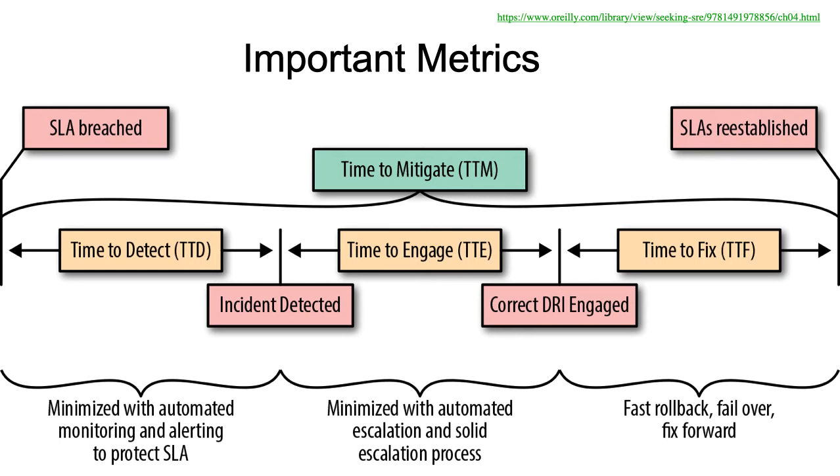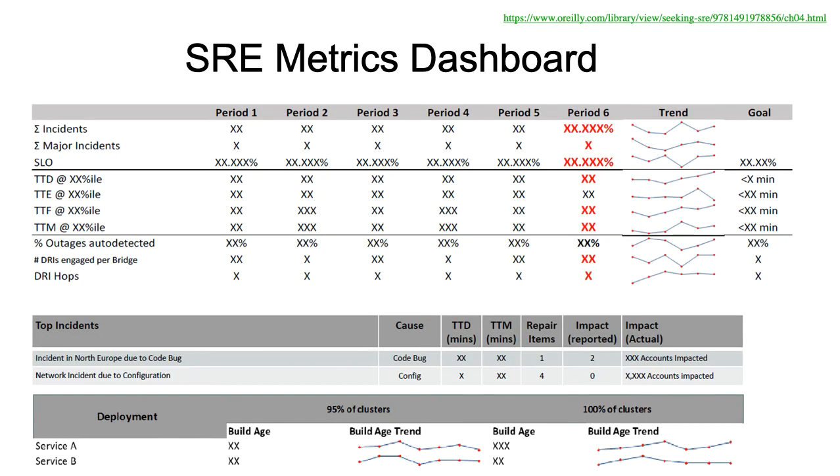So you can see here, time to detect is minimized with automated monitoring and alerting to protect SLA, and time to engage can be minimized with automated escalation and a solid escalation process, and then time to fix can be fast rollback, failover, fix forward. And then a key role that is played in all these places is the SRE metrics dashboard that shows summed up values of various parameters of interest.